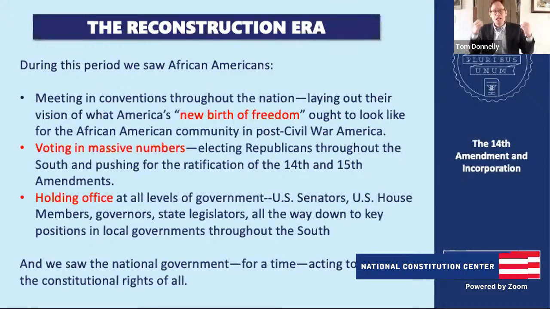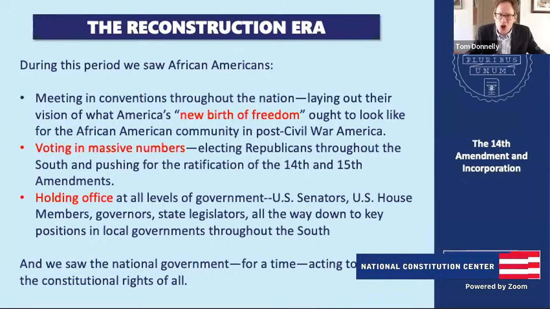What do we need to be full and equal citizens? We saw African Americans voting in massive numbers, electing Republicans throughout the South and pushing for the ratification of the 14th and 15th Amendments. And we also see African Americans holding office at all levels of government: US senators, US House members, governors, state legislators, all the way down to key positions in local governments like sheriffs and justices of the peace throughout the South.